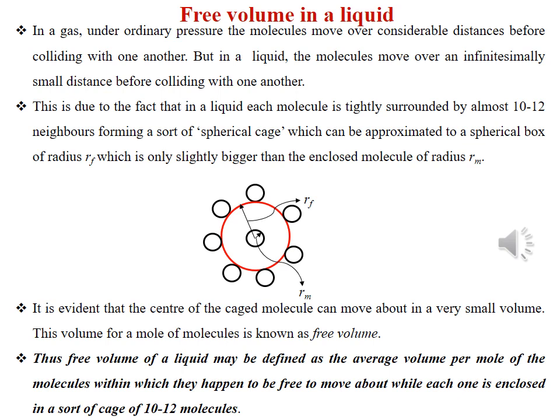So it is evident that the center molecule of the cage, which is present inside the red circle, can move about a very small volume. This volume, for a mole of molecules, that is for one mole of liquid molecules, is known as free volume. So we can define free volume of a liquid as the average volume per mole of the molecules within which they happen to be free to move about, while each one is enclosed in a sort of cage of 10 to 12 molecules.